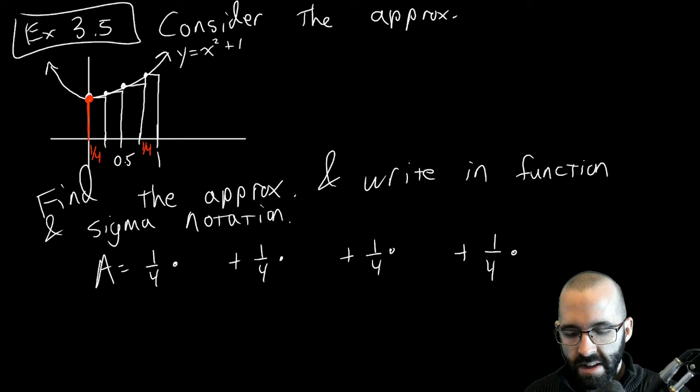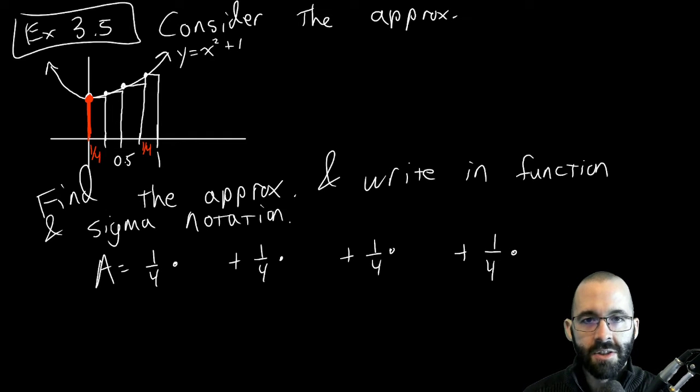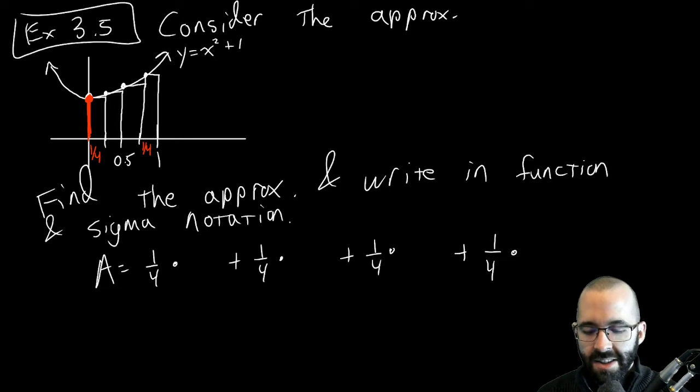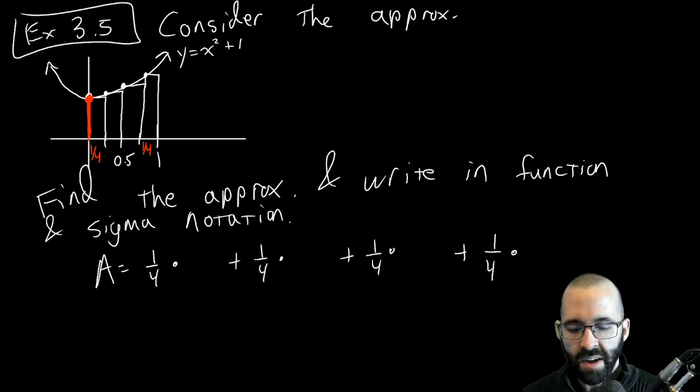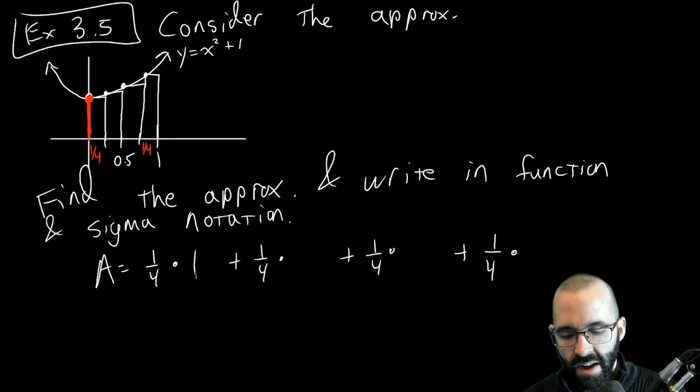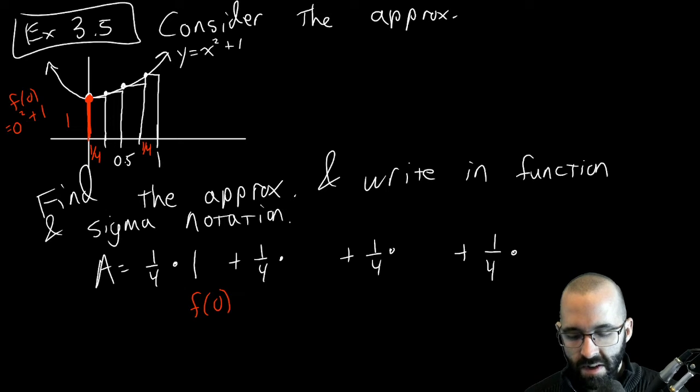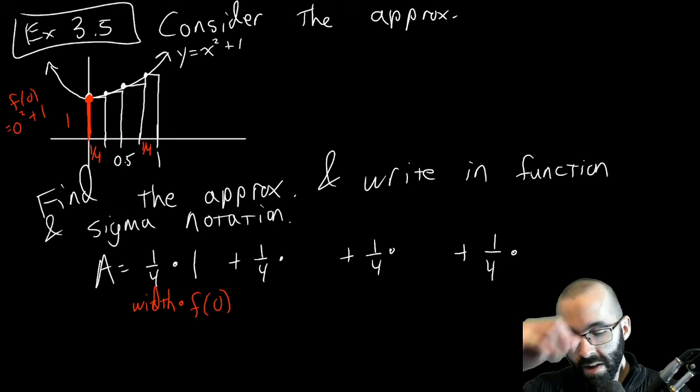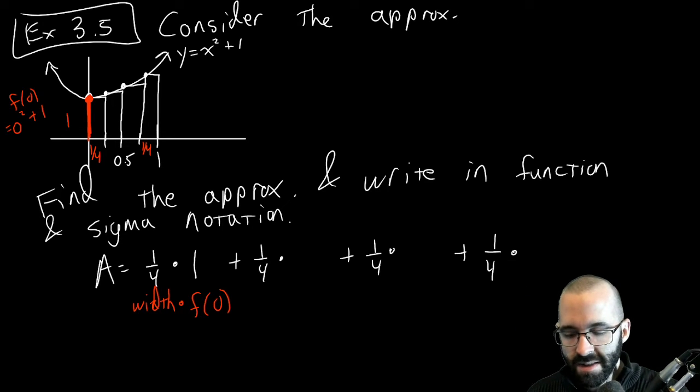This distance right here is the height of that first rectangle. How tall is that? Well, it's just a function value, right? The height here is a function value at that point. It's just f of 0. 0 squared plus 1. The height is 1. Right? F of 0 is 0 squared plus 1. We're gonna need that later, right? 1 is f of 0. The 1/4, that's the width. And now we can continue on with this process with the next one.